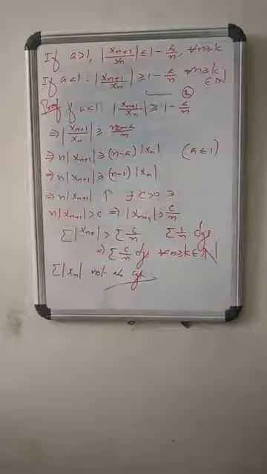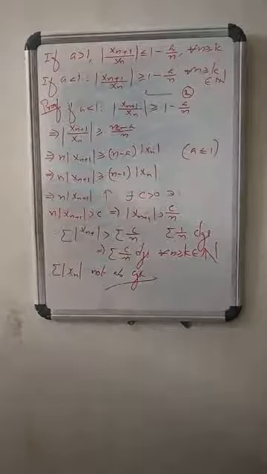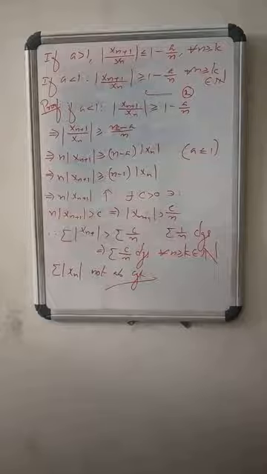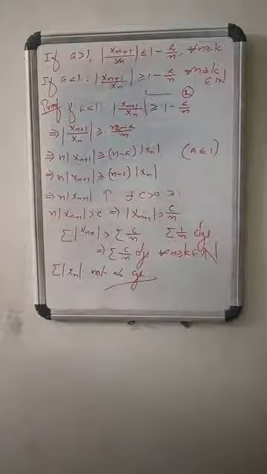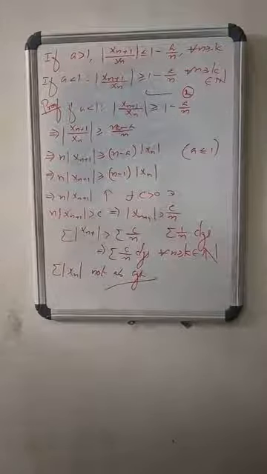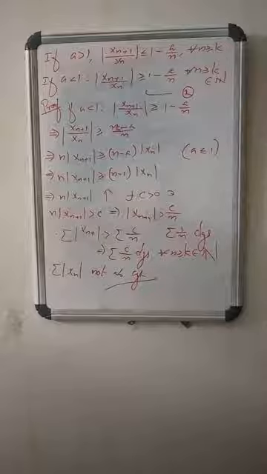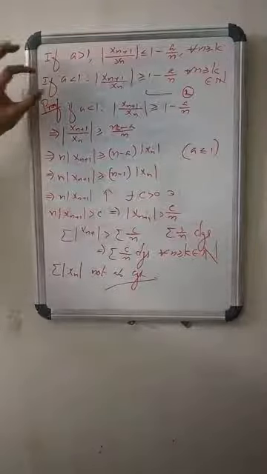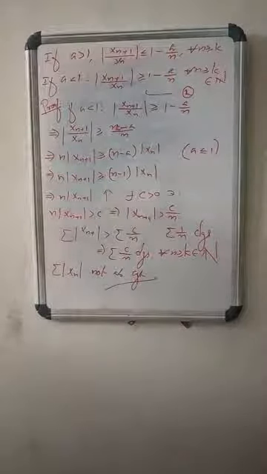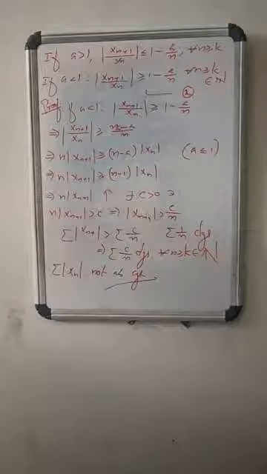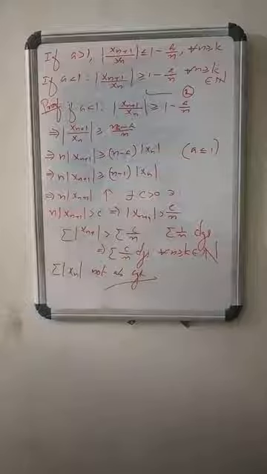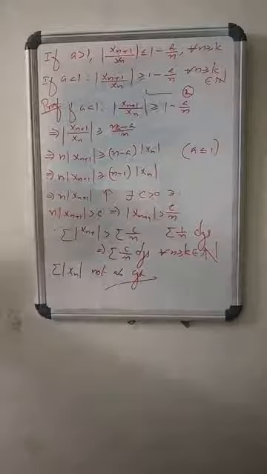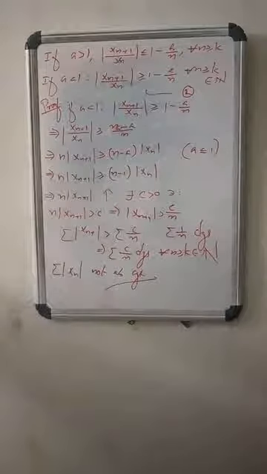So the test is important. If xn is a sequence of reals, and if a is greater than 1, and modulus of xn+1 by xn is less than or equal to 1 minus a by n, then sigma xn is absolutely convergent. If a is less than 1 and modulus of xn+1 by xn is greater than or equal to 1 minus a by n, then sigma xn is not absolutely convergent. So this is Raabe's test. Clear? Okay.